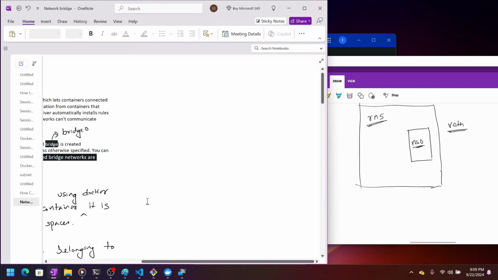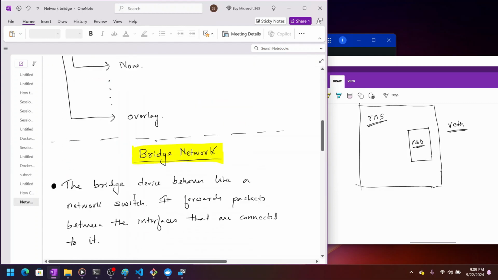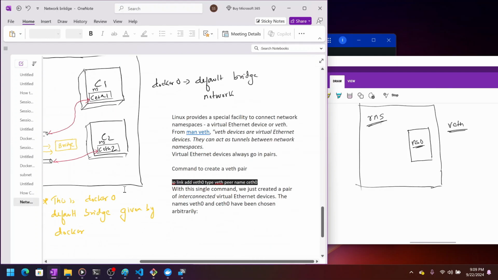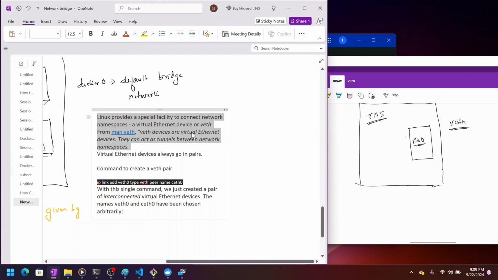Linux provides the facility to connect network namespaces using a virtual Ethernet, which connects the two namespaces. When you create a virtual interface, it will always be in pairs. Here you can see I have created one veth, so it is veth0 and ceth0. With this single command, we just created a pair of interconnected virtual Ethernet devices. The names are veth0 and ceth0.